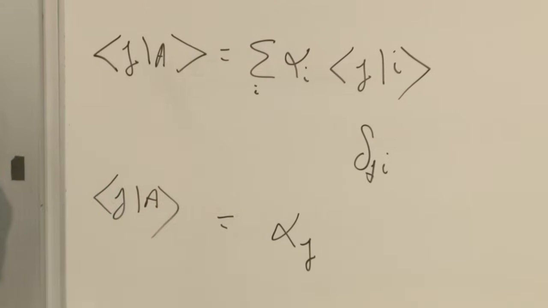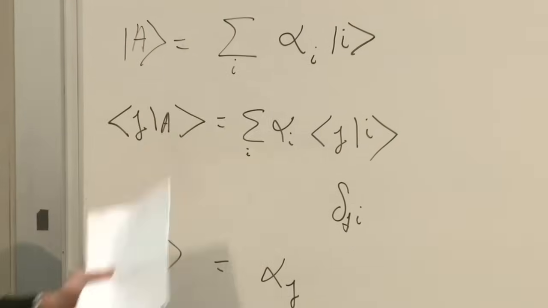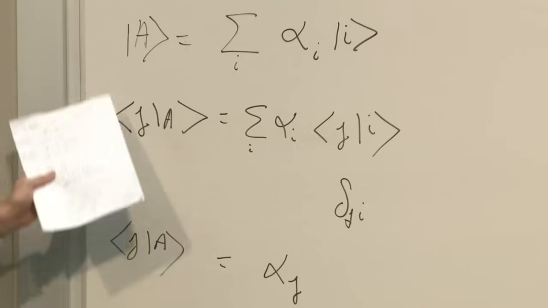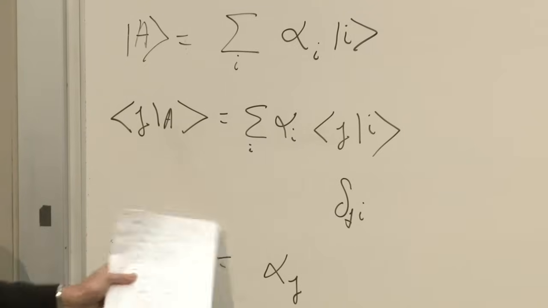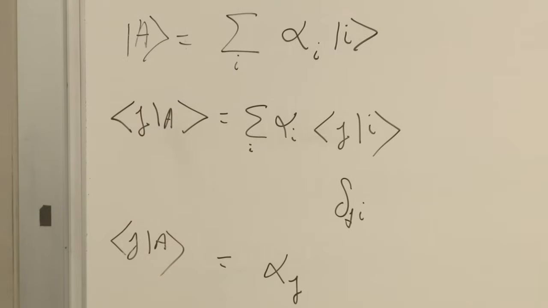All right, so what have we learned? We've learned that the coefficient here in the expansion of any vector is just the inner product of the jth basis vector with the target vector, with the vector we're trying to describe.